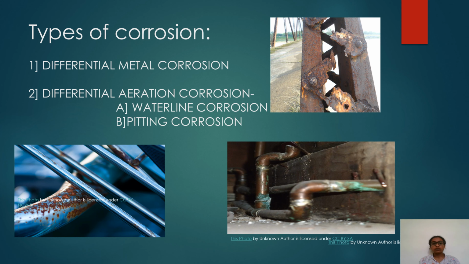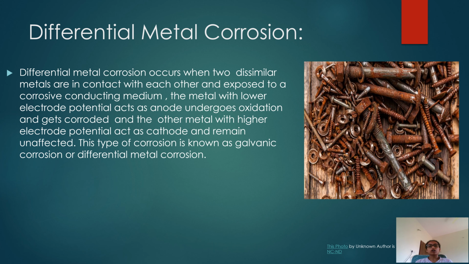Now let us know what are the types of corrosion. First one is differential metal corrosion, then differential aeration corrosion, waterline corrosion, and pitting corrosion. Let's talk about differential metal corrosion.